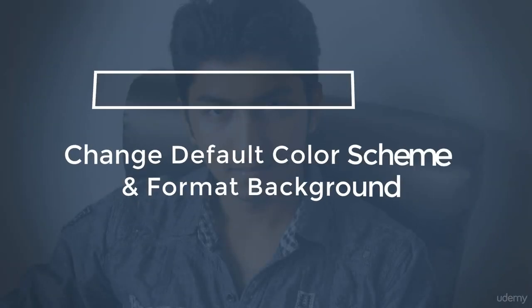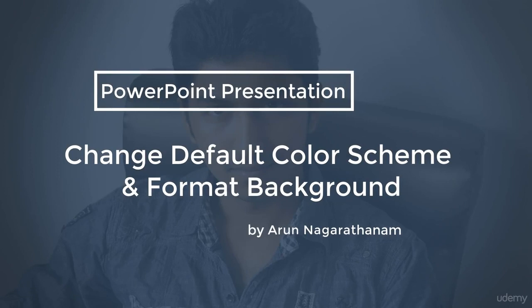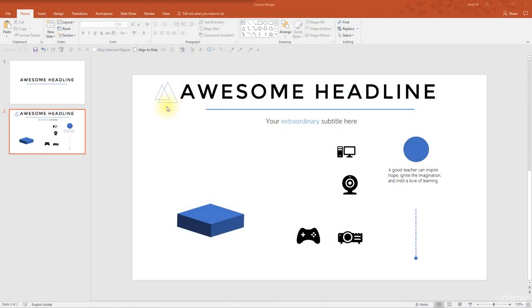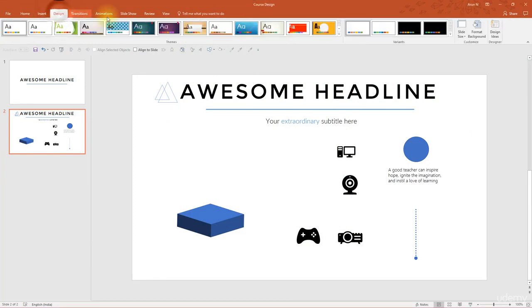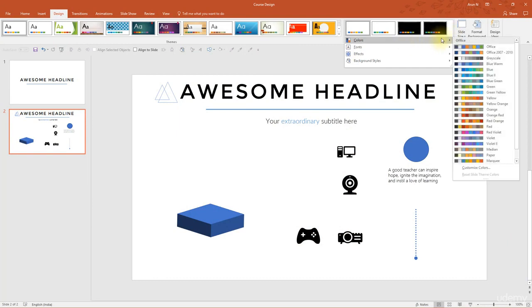In this lecture, you are going to learn how to change the default color scheme of a PowerPoint presentation and also how to format the background of a slide. To change the default color scheme, go to Design and go to Variants, expand it, choose Colors, and then you can choose different color schemes here.